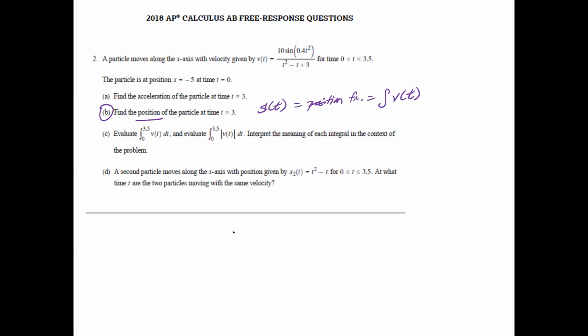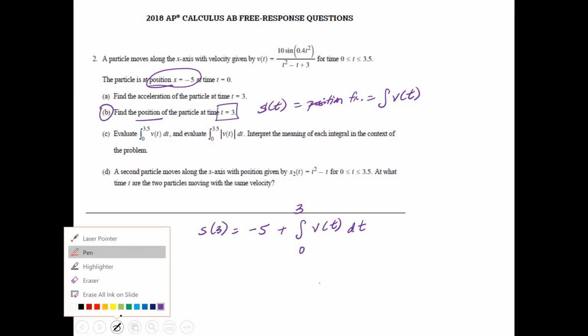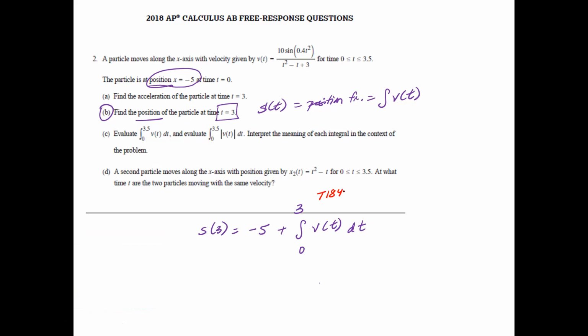So we are going to say s of t is equal to, this position is starting at -5, so -5 plus the integral between 0 to 3, because it's at t equals 3, so from 0 to 3, v of t dt. Then in your calculator, you're going to hit TI-84 math 9, not 8, because you're dealing with integration here.